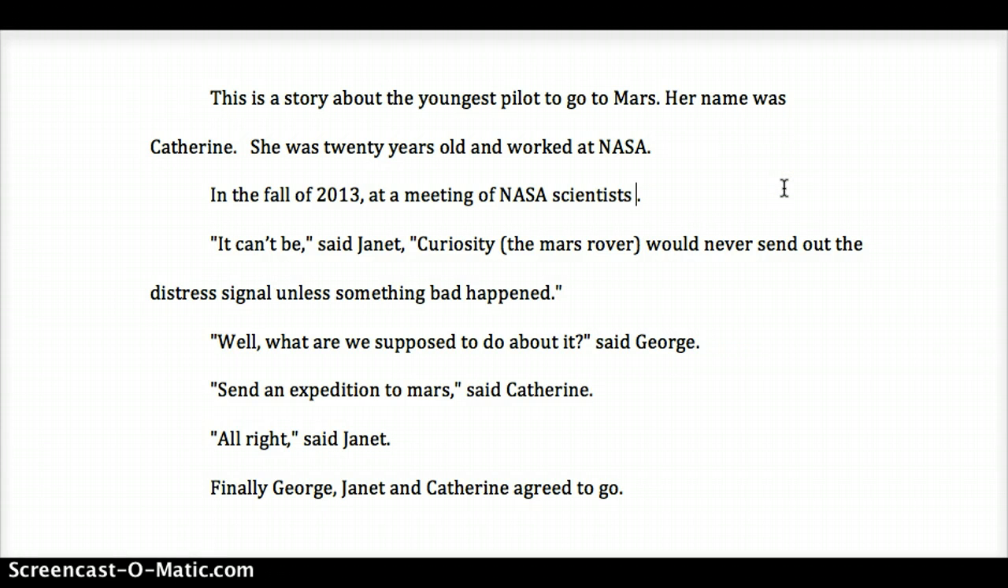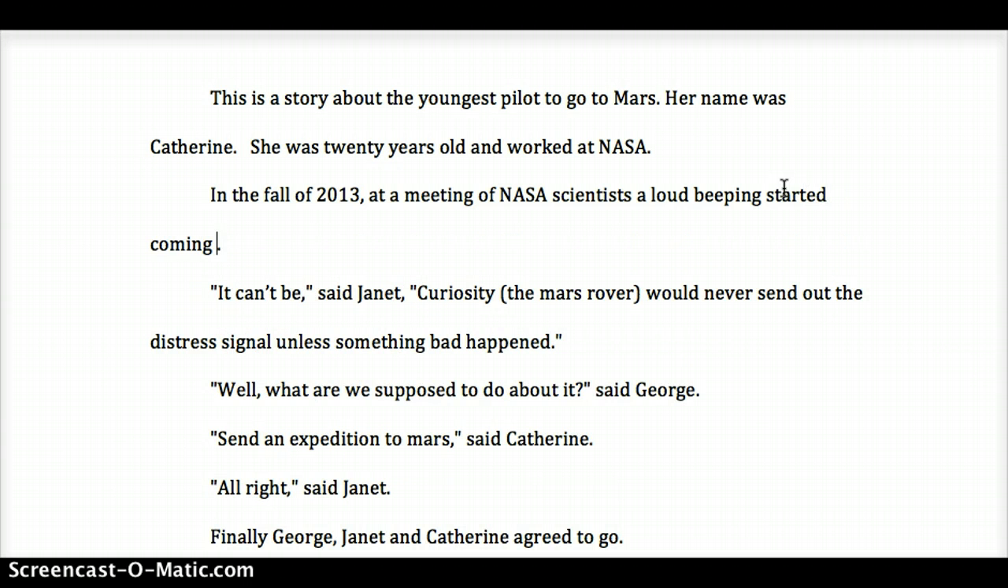And so what was happening? There's a problem. Let's see, maybe a loud beeping started coming from the computers. There are probably computers in the room. And red lights were flashing. I think if this happened in the middle of a meeting, it would get the attention of the people there and they would all think there was a problem.